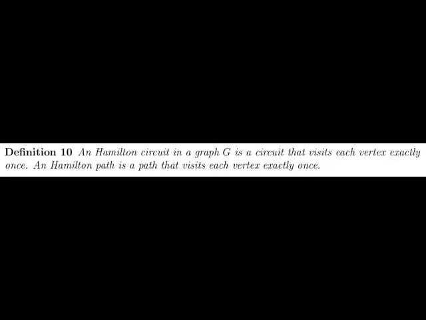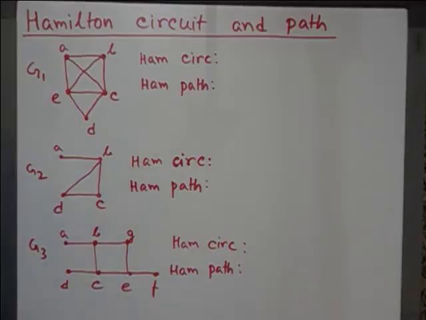So a Hamilton circuit is a circuit that visits each vertex exactly once, and a Hamilton path is a path that visits each vertex exactly once. So let's see some examples. Do these graphs have a Hamilton circuit, a Hamilton path?